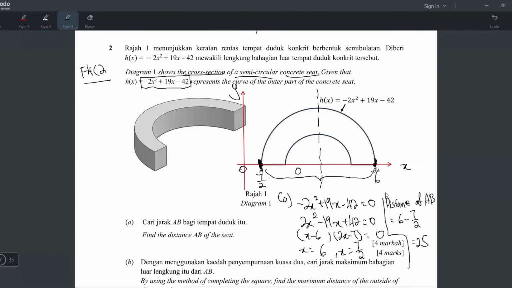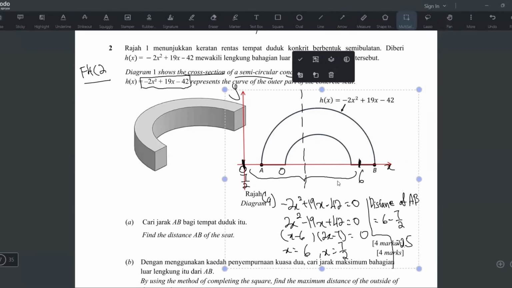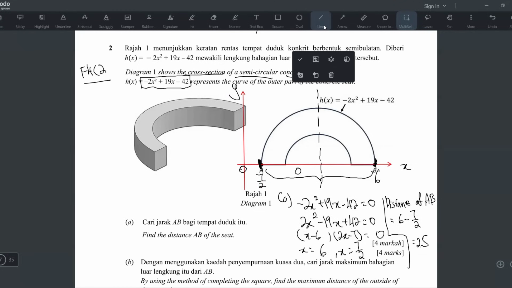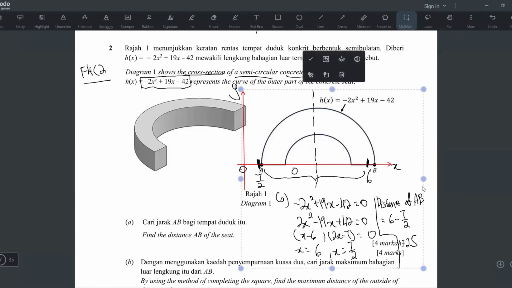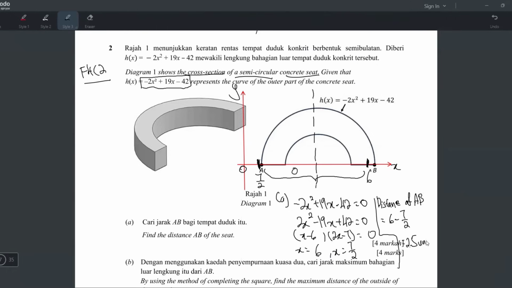Okay, and there's no unit for this, right? They never say cm or centimeter or meter, so we can just write units. Because they didn't give any, we just write units. Okay, what should I do? Let me make some space here. Okay, fine. So I just write units.